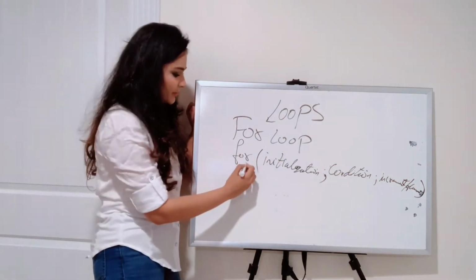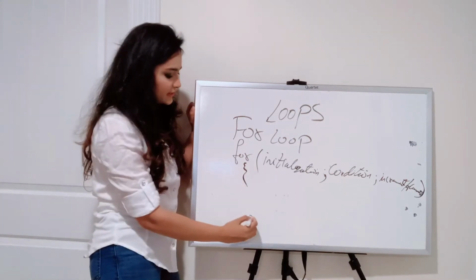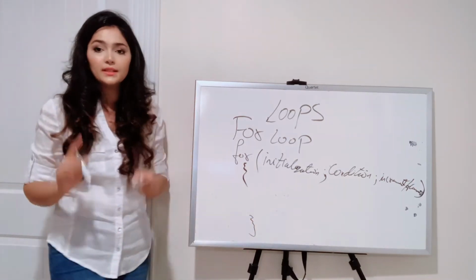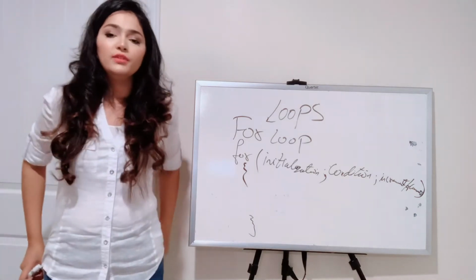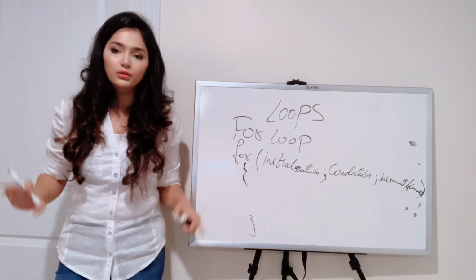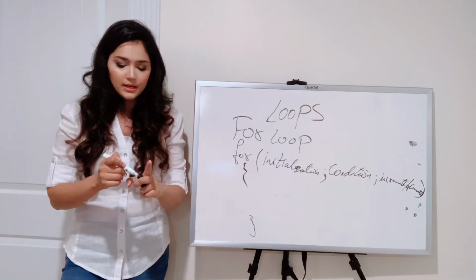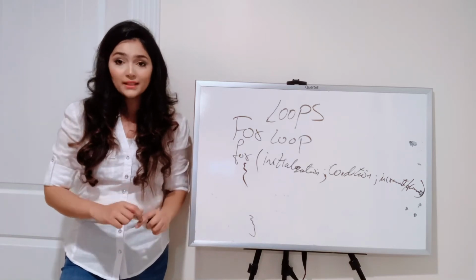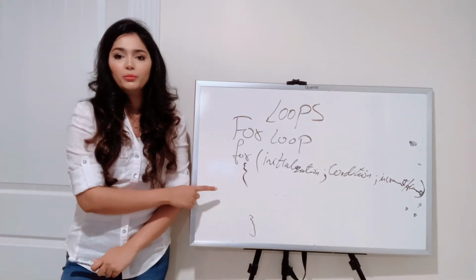So don't put a semicolon. You have then starting curly braces and ending curly braces. Starting curly braces and ending curly braces are important. We don't have any indentation in this for loop or in Java. The indentation concept is in Python. In Java, we have curly braces which are very important.